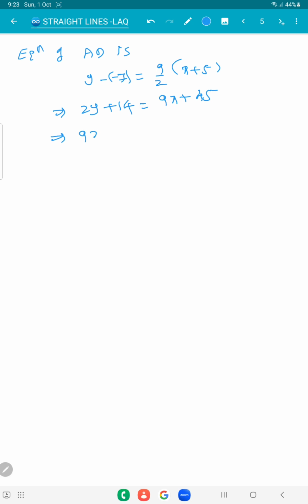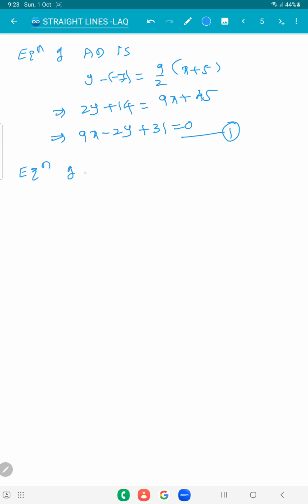Equation of AD: we have to use the A point here. Formula is y minus y1 is equal to slope m into x minus x1. Calculate that. 2y plus 14 is equal to 9x plus 45. Write everything on the right hand side. 9x minus 2y, 45 minus 14 plus 31 is equal to 0. Let it be the first equation.